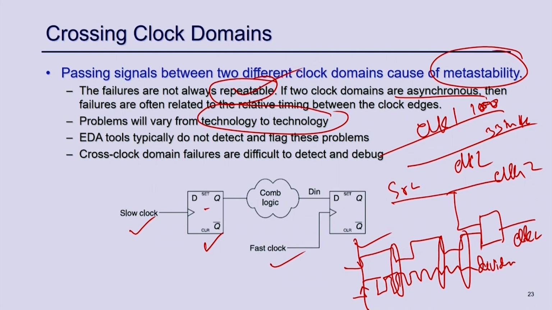And the biggest problem is that the EDA tool typically does not detect this kind of problem. It is very difficult to detect and debug this kind of clock domain crossing problem, because the metastability due to clock domain crossing is usually not flagged by the synthesis tool, and even the simulation tool does not give you any hint. They are not repeatable, they may not happen sometimes, and they may happen or not happen from technology to technology. So this is a very serious issue, and it has to be handled with utmost care when you are designing your circuit. We will talk about that.